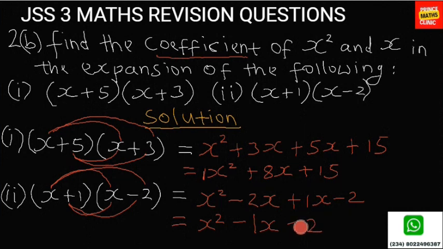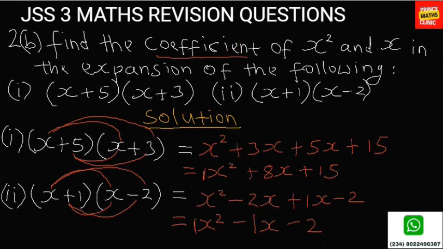Good. So in this instance now, the coefficient of x squared here is 1, right? And the coefficient of x is negative 1. So you write it out in statement form. Say the coefficient of x squared in this question is 1, and the coefficient of x is negative 1. Good. We are making progress.